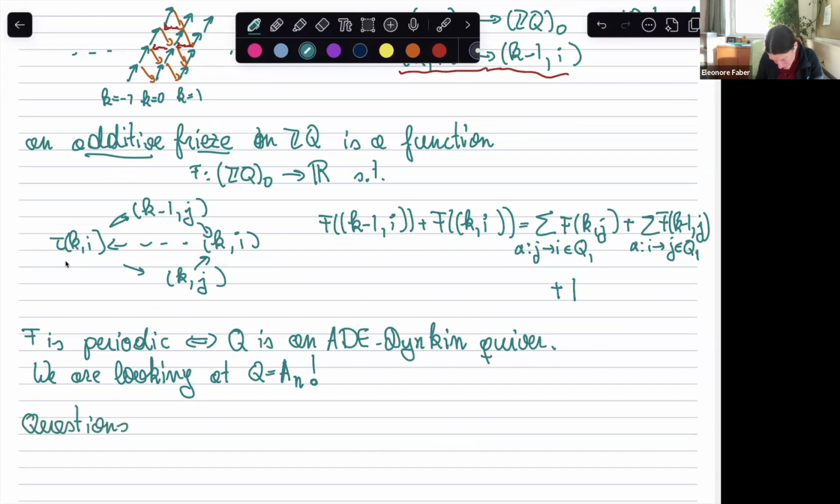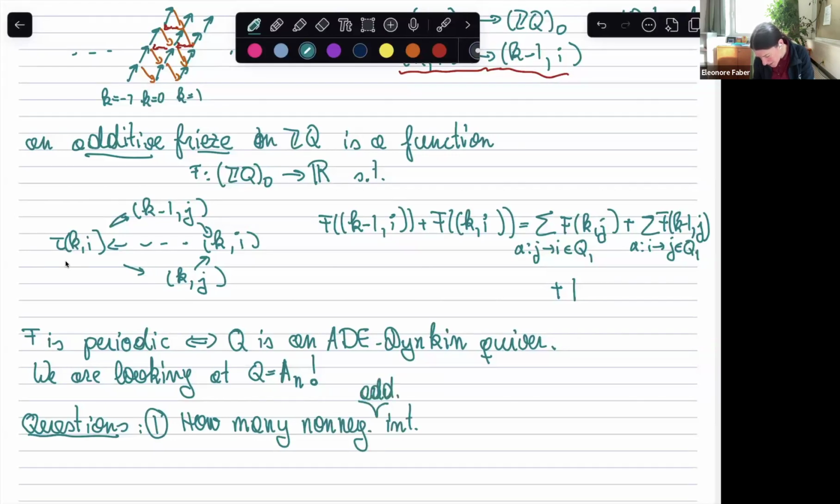The first question is always, we put these non-negative integers, and then the first question is always, how many are there? So, how many non-negative additive integer friezes are there? Are there finitely many? And how can we even enumerate them? Is there a nice way to do that?